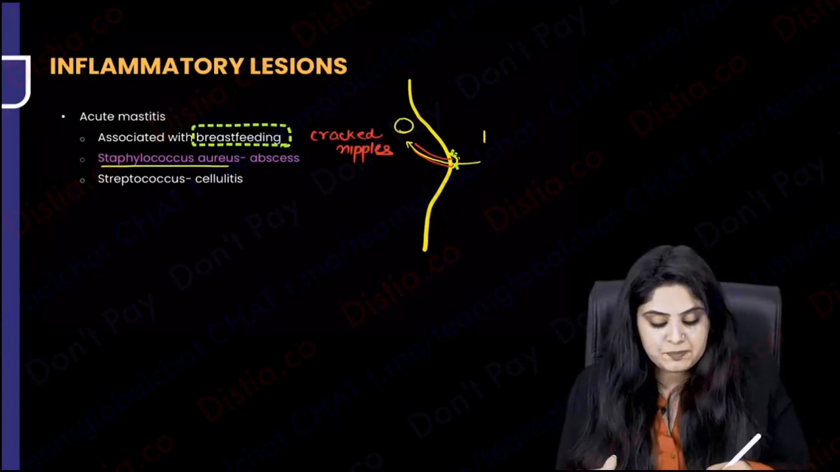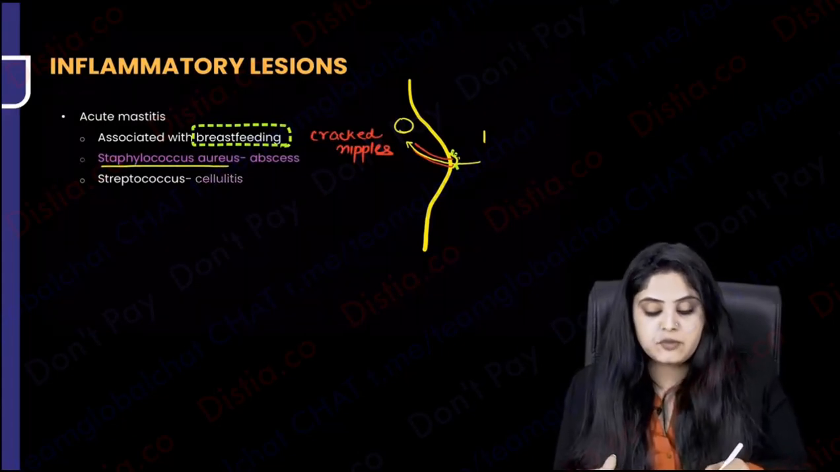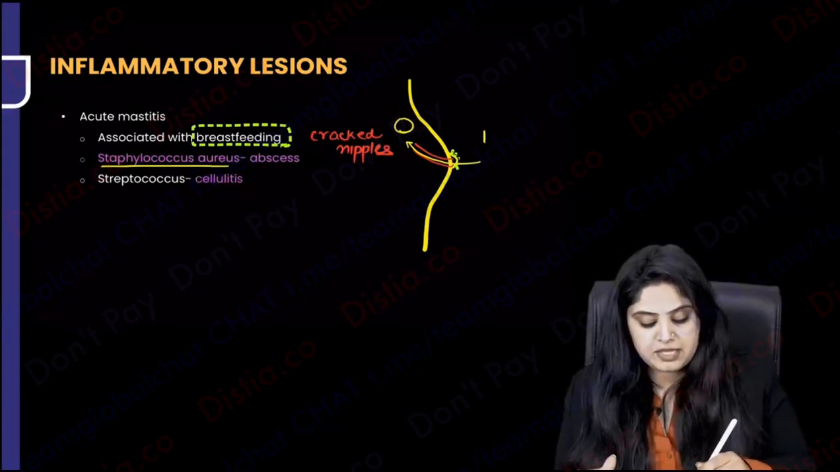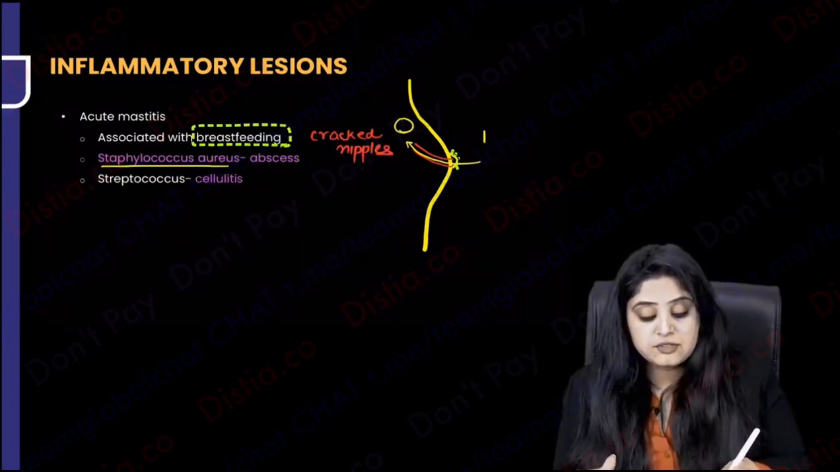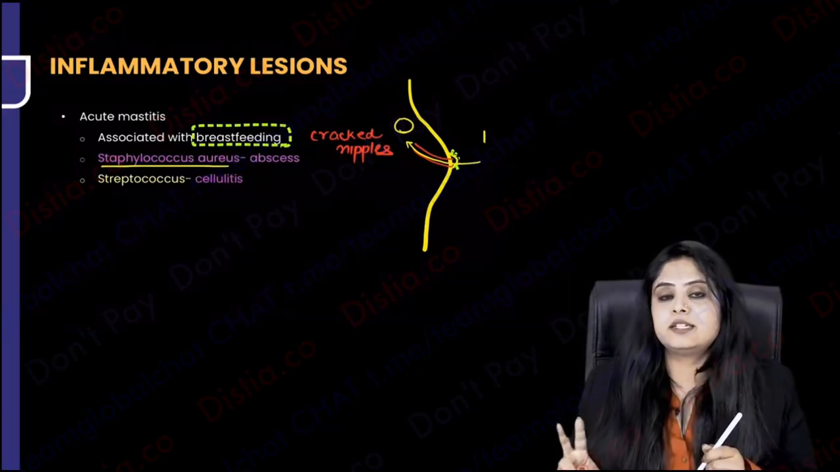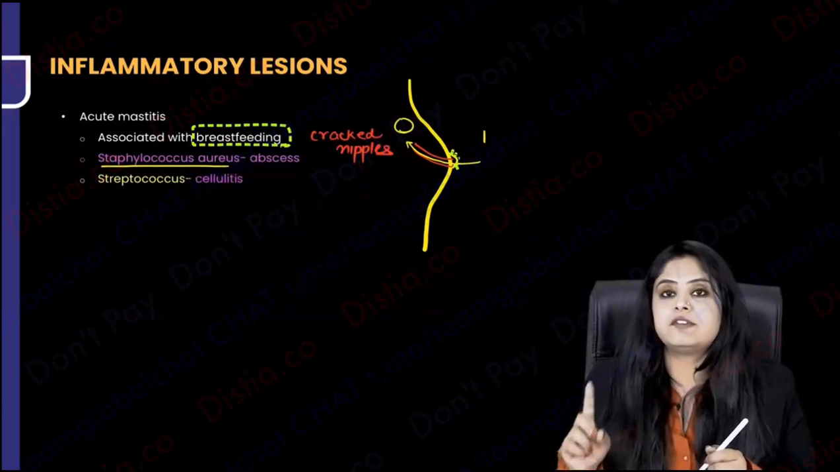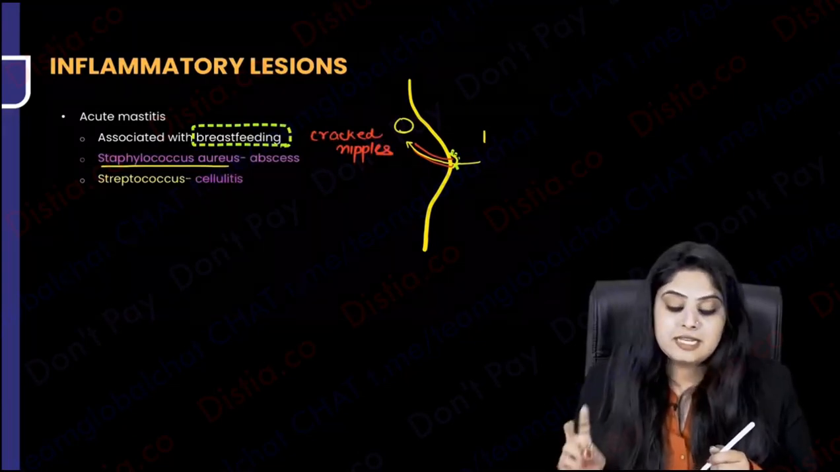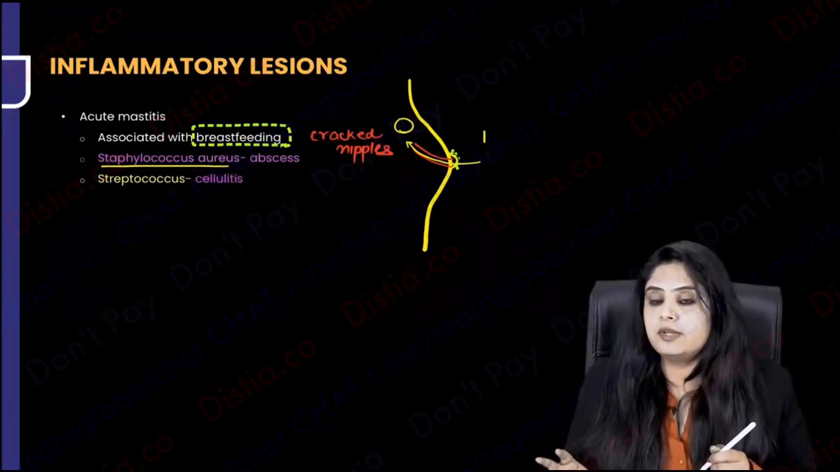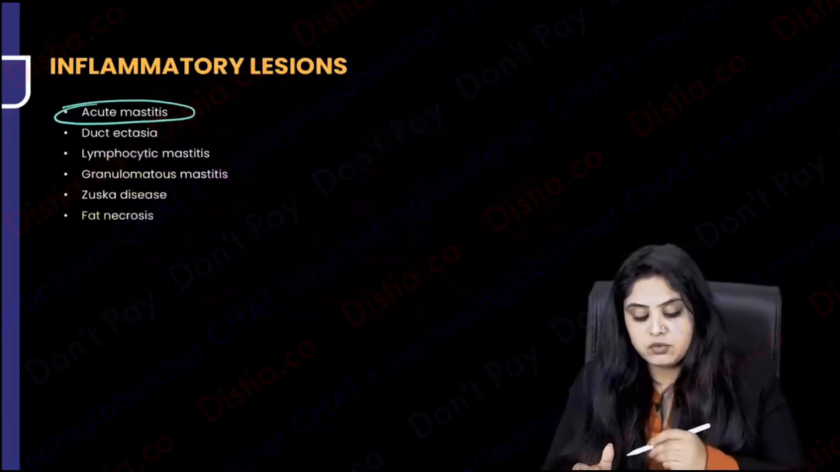What else can happen? Because it's related to the skin and soft tissue, cellulitis can also happen, and that has been associated with streptococcus. So there are two bacteria that you have to know. From a breastfeeding child, first you have to consider Staphylococcus aureus for an abscess, and second a streptococcus for cellulitis. Coming to the next, so acute mastitis done.